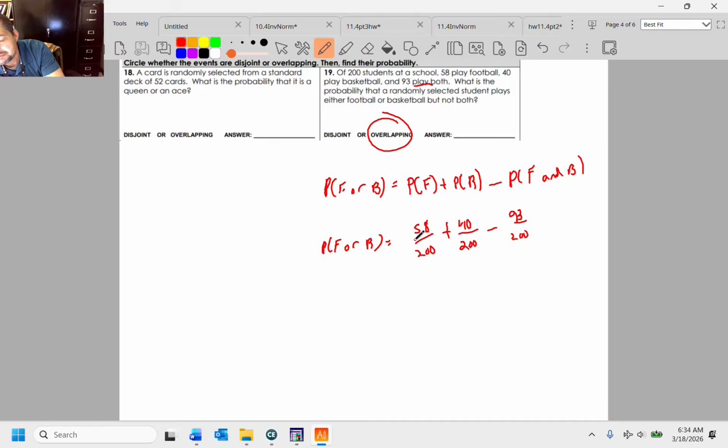And it's not that many because 58 and 40 is making 98. 98 minus 93 is 5. So it's 5 in 200, which you should reduce down to, what, 1 in 40? Easy peasy lemon squeezy.